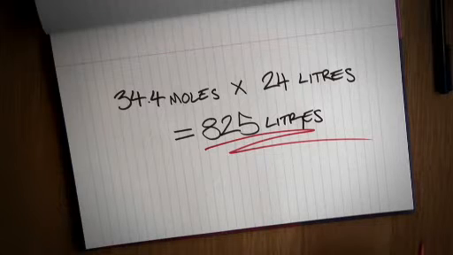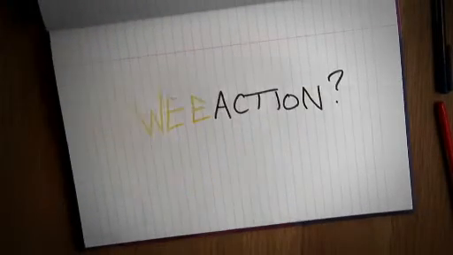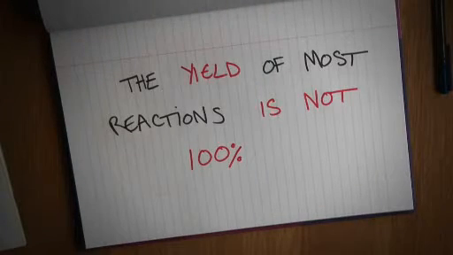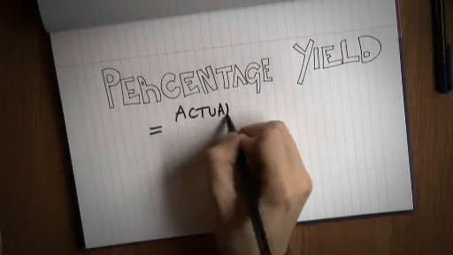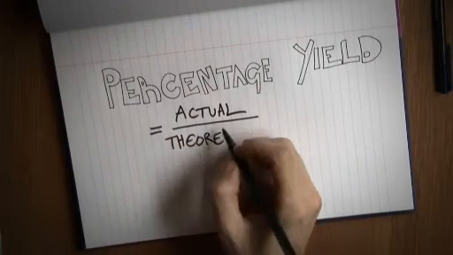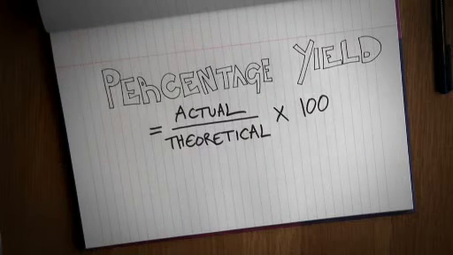But can we use this for any kind of reaction? Well, in principle, you can work out how much product any reaction should produce. But in practice, the yield of most reactions isn't 100%. The percentage yield is the amount of product you actually got divided by how much you should have got in theory looking at the equation. This proportion is then converted into a percentage by multiplying by 100.